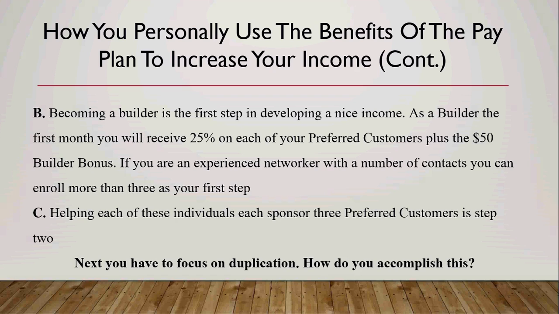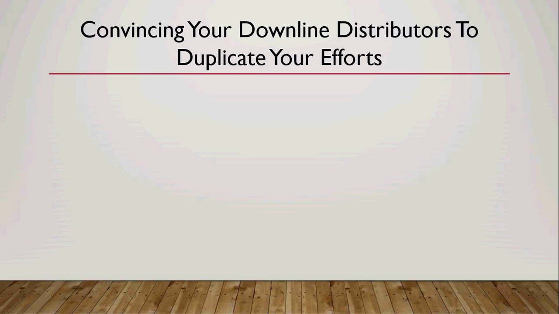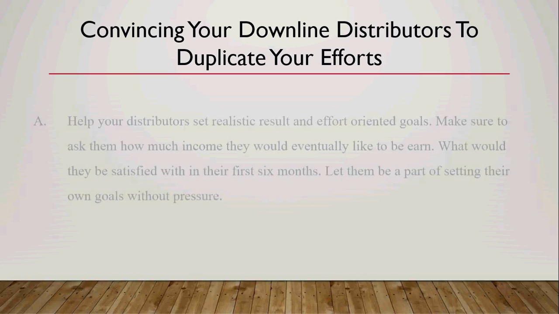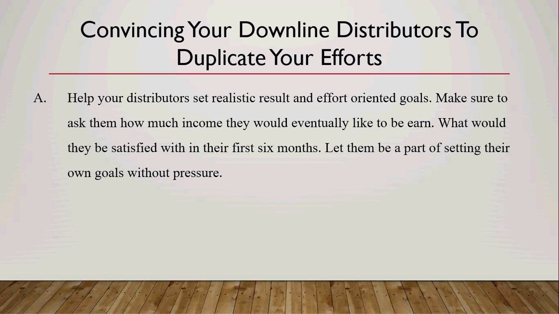Next, what you have to do is focus on duplication. So how do you accomplish this? Well, convincing your downline distributors to duplicate your efforts is part 2 of this, or second category, I should say, in this particular process. So the first thing you do to convince your distributors to duplicate is help your distributors set realistic results and effort-oriented goals.